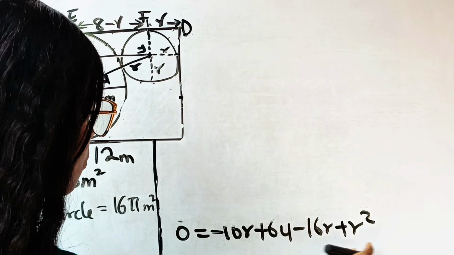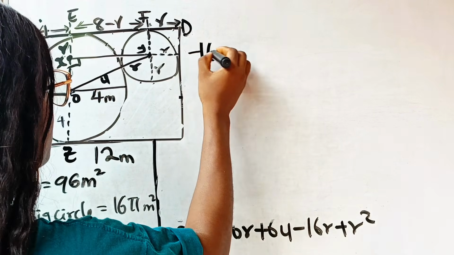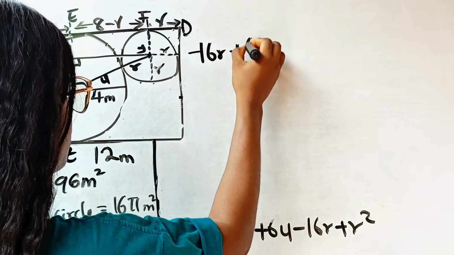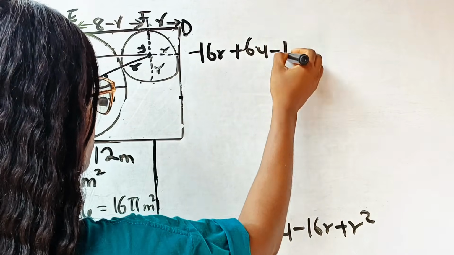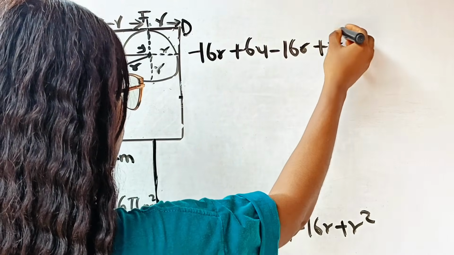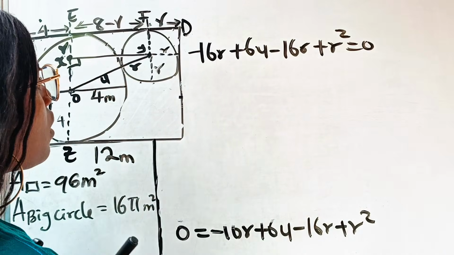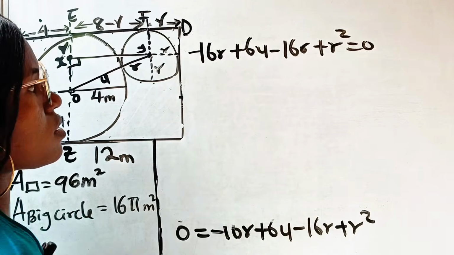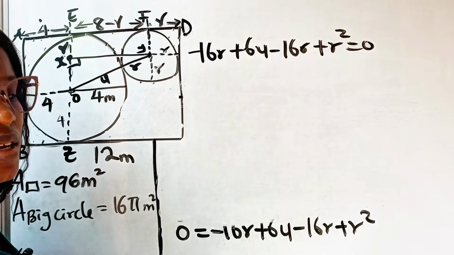So let me write this from here. So we have minus 16R plus 64 minus 16R plus R squared is equal to 0. Now minus 16R minus 16R will give us minus 32R.